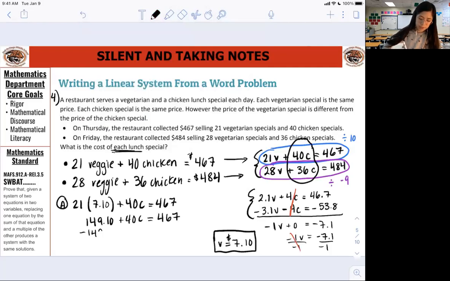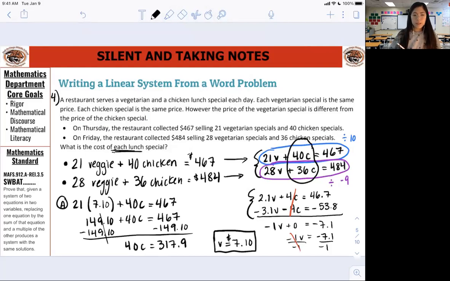Subtract that from both sides. Let's see, 467 minus 149.10 is 317.9. Divide both sides by 40. 7.94. Good. Okay, and I'm just going to leave this as 7.90 because they both have to add up to a whole number.